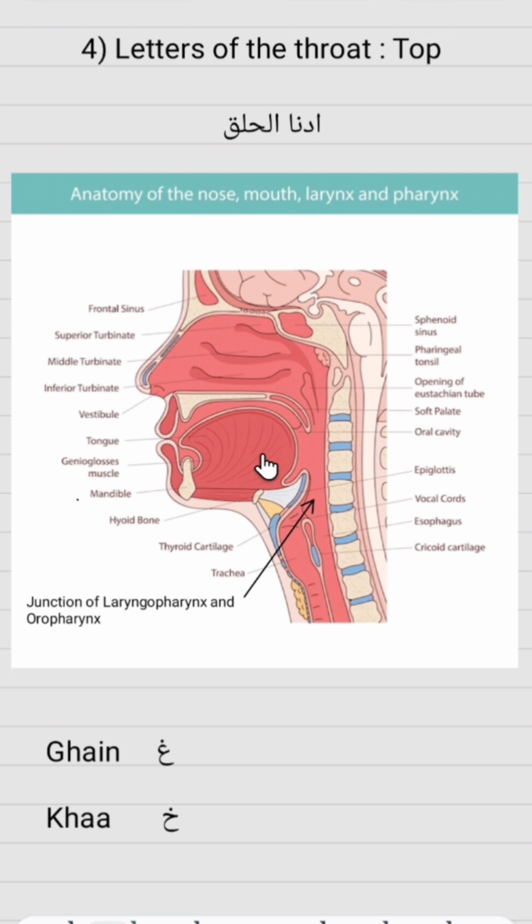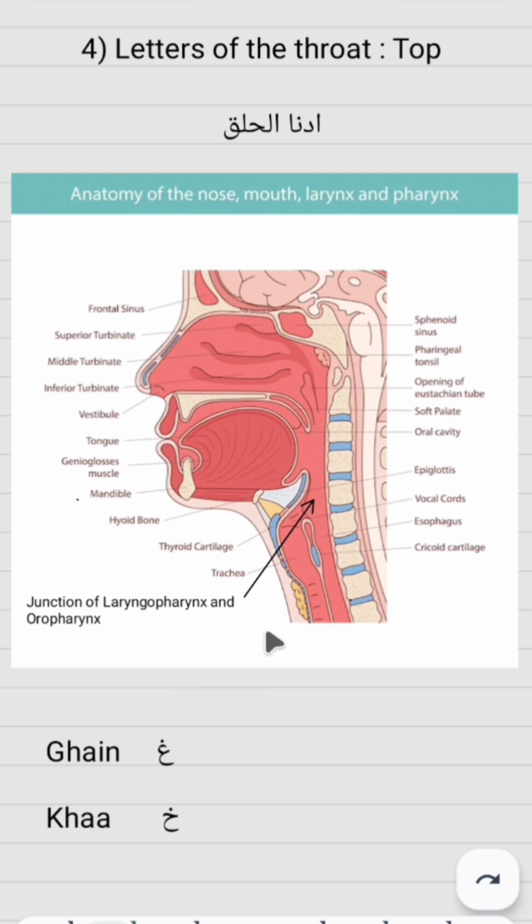Okay, let's first talk about the positioning of this pronunciation. So if you look at the diagram here, you can see that the top of the throat is nowhere close to the back of the tongue, right? There's all of the space here between those two portions, right? So there should be no back of the tongue involvement in either of these two sounds, all right? So let's talk about the ghoin first.